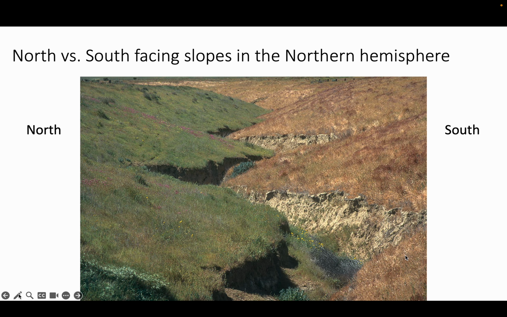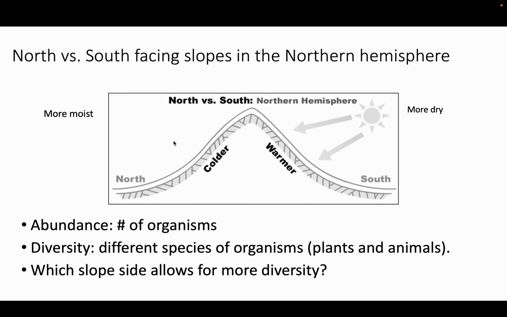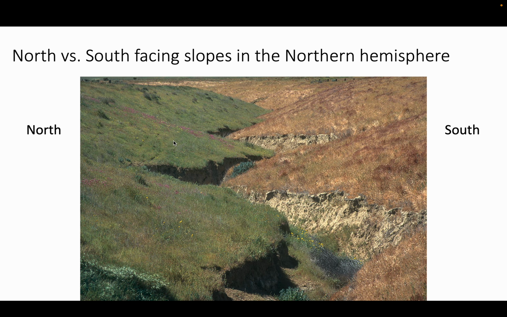So here is an actual picture. This is the south side of the slope, this is the north side of the slope. The south side of the slope is the area that's getting more contact with sunlight, so the moisture in the soil is going to be lower. The north side, the reason why you see it's more green is because the soil moisture is higher. So with that said, you should be able to determine which side of the slope may allow for more diversity.